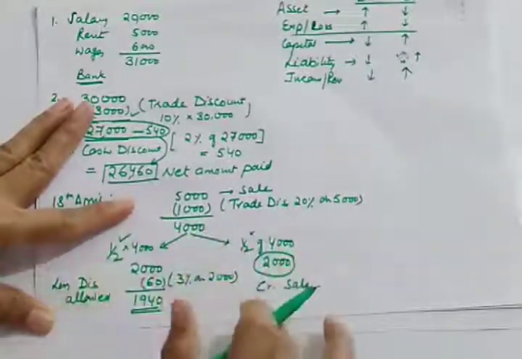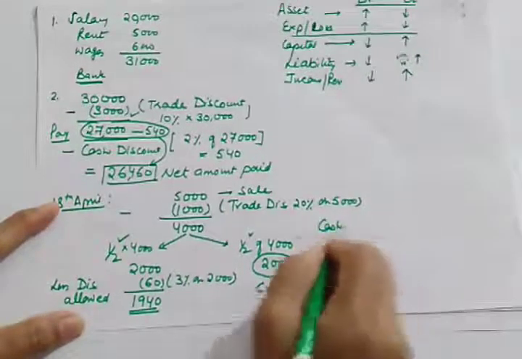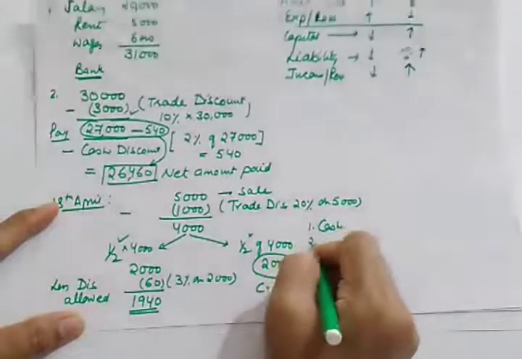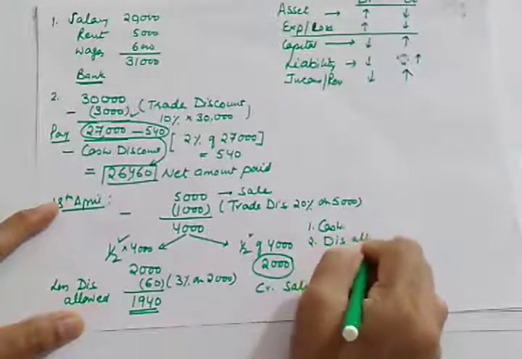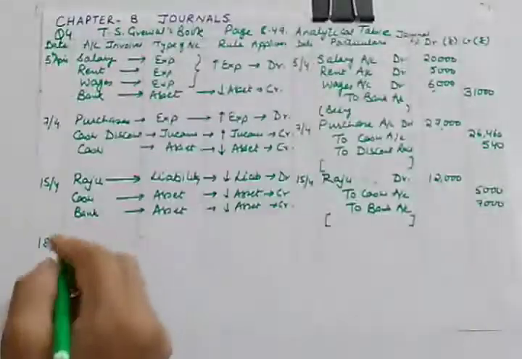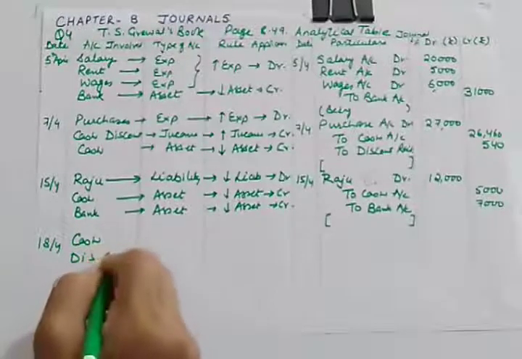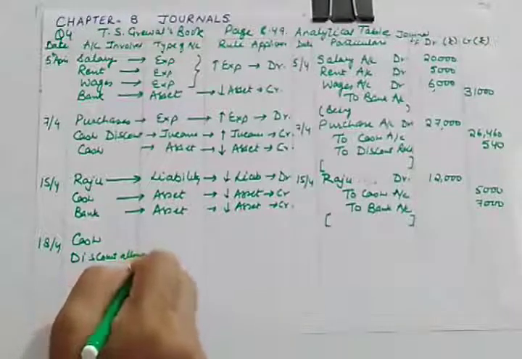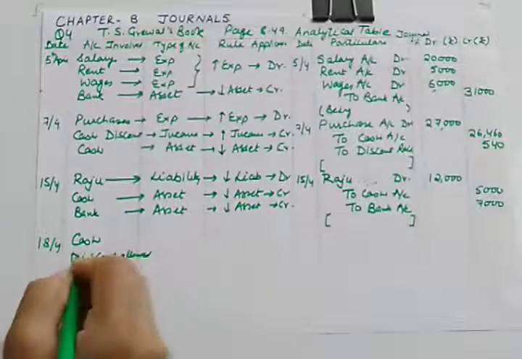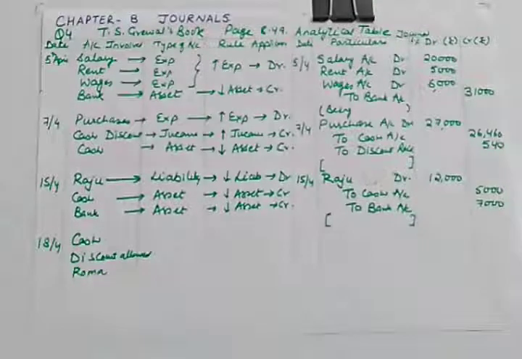So we need to record this detail. So how many accounts are involved? Number one, we are receiving cash, so one is cash. Second, we are allowing discount, so discount allowed. So let us write there only. First is cash, then discount allowed, and after that your debtor, name of the debtor is Roma, and the last account is sales.